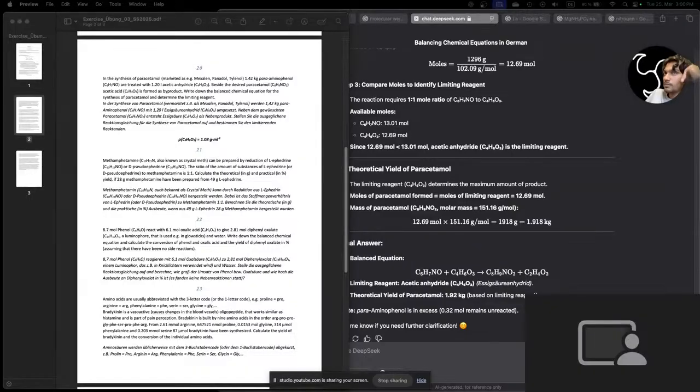What? Calculate the ratio of amount of substance. Okay, the ratio of moles are equal.